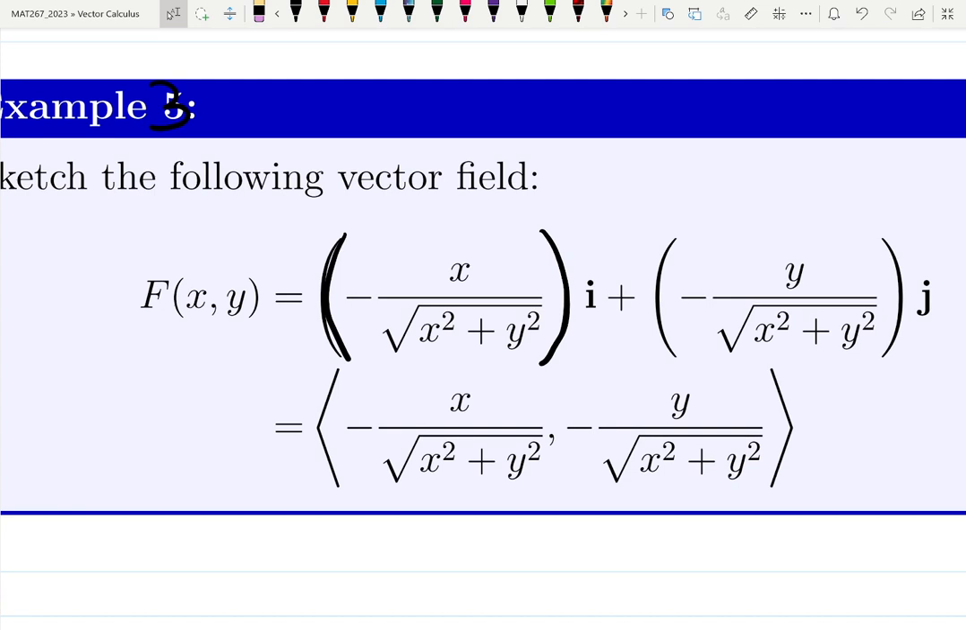So this is another example. Example 3, answering your question. That one is a very beautiful relationship. Minus x, I like this notation more, but you can always do i and j notation, but that's the same thing if you remember. Minus x all over square root of x squared plus y squared, comma, minus y, all over square root of x squared plus y squared. Draw that.